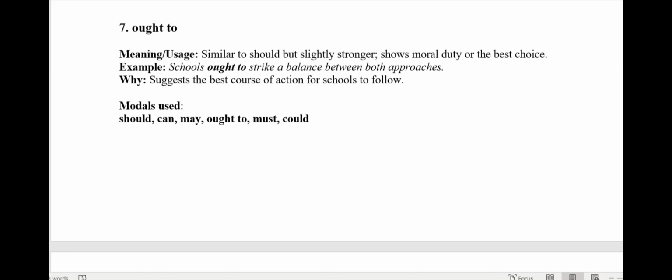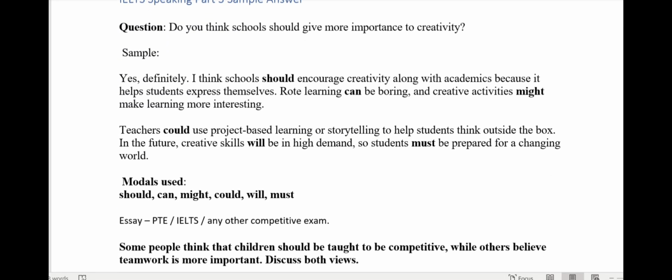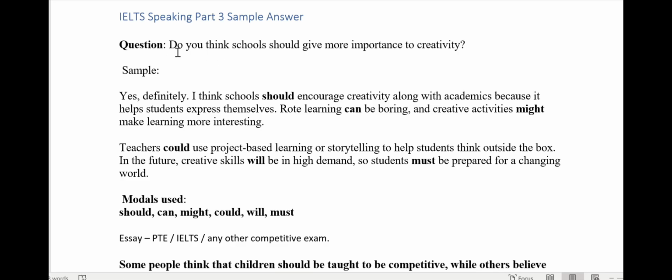Now, let's understand this in a sample answer for speaking. So it is, do you think schools should give more importance to creativity? Yes, definitely. I think schools should encourage creativity along with academics because it helps students express themselves. Rote learning, that is mugging up, can be boring, and creative activities might make learning more interesting.